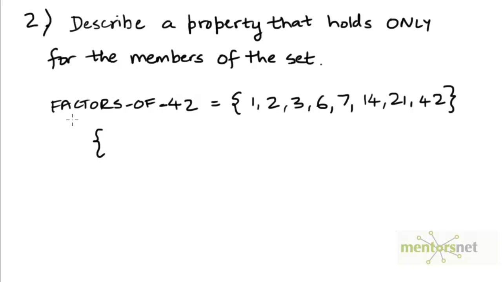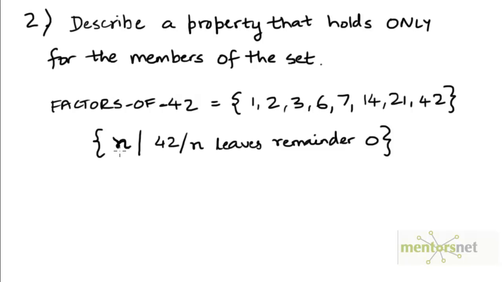We could say that factors of 42 is a set of all numbers n such that 42 divided by n leaves a remainder of 0. So note that this letter n is like a variable. It's a variable that stands for any arbitrary member of the set factors of 42. So we're saying that take any member from that set, we can represent that member by n, and we can say that the property shared by every member of this set is that 42 divided by that member, which we are representing as n, leaves a remainder of 0.